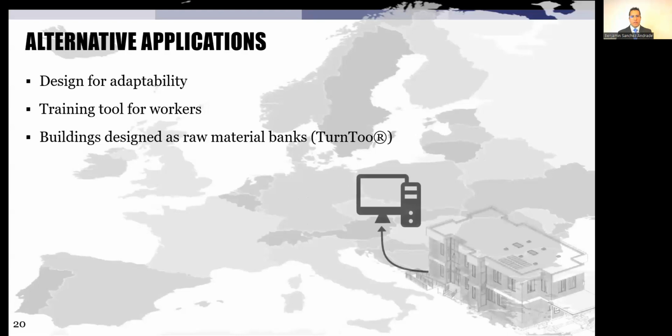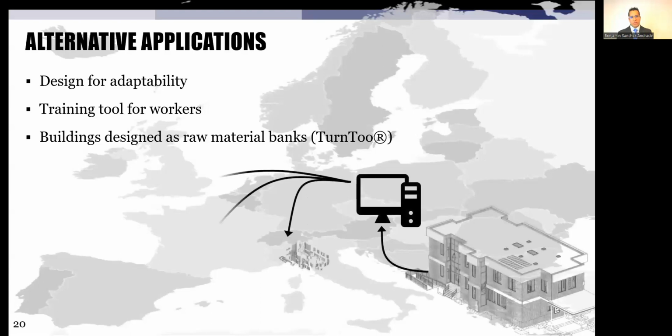Some of the alternative applications of the presented approach are designing for future adaptability of buildings. With these methods, it will be possible to create green building designs that are very efficient for future disassembly or adaptation. Also, it could be possible to develop training tools for the construction works by using virtual reality. In addition, there are new business models arising in the field of circular economy for the real estate market, where buildings are designed as future raw material banks.